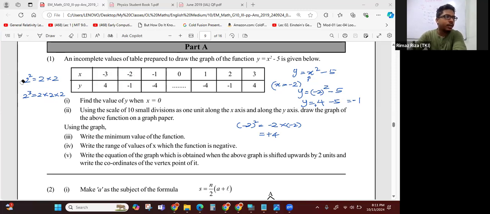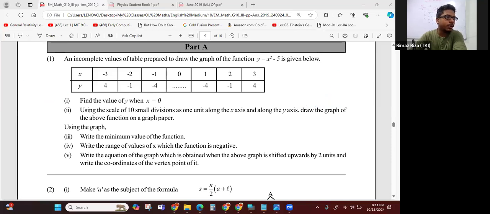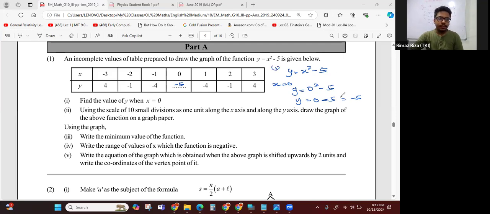Likewise, now you have to find the value of y when x equals 0. Therefore, you can substitute x equals 0 in the above function. So the function is y equals x squared minus 5. Here you have to put x equals 0. Therefore, y equals 0 squared minus 5. So what is 0 squared? 0 squared is 0 and minus 5. So 0 minus 5 will be -5. Therefore, the value here is -5. So for question number 1, this is the answer. So y equals -5. Do you all understand?